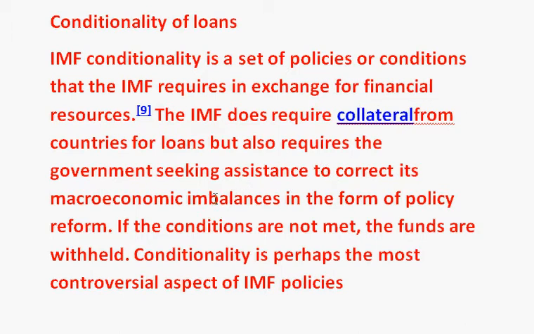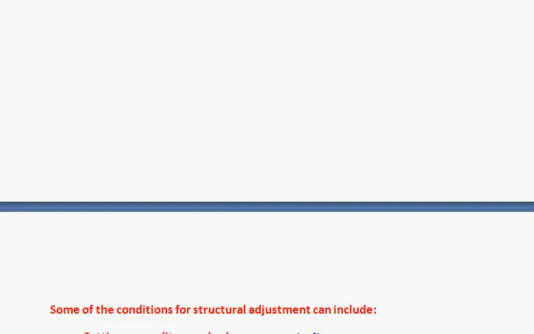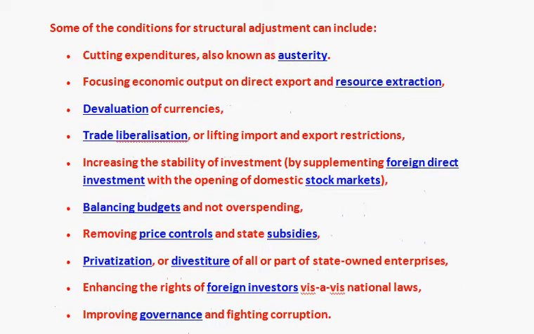The countries that are willing to take a loan should correct their macroeconomic imbalances in the form of policy reforms. So they have to do some policy reforms before taking the loan. If these conditions are not met, then the funds to be given are withheld. This is the most controversial aspect. So what are basically the conditions? Like cutting expenditure, which is known as austerity measures.